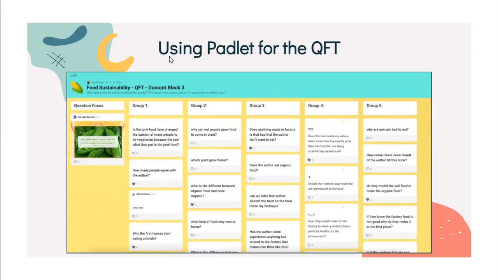And so you'll see here that we had the Q focus. During the QFT process, we also enlarged the image and kept it on the screen when we were screen sharing for students so they could see the quote and really think about it. But then they also had access to look at the Padlet and read the questions.